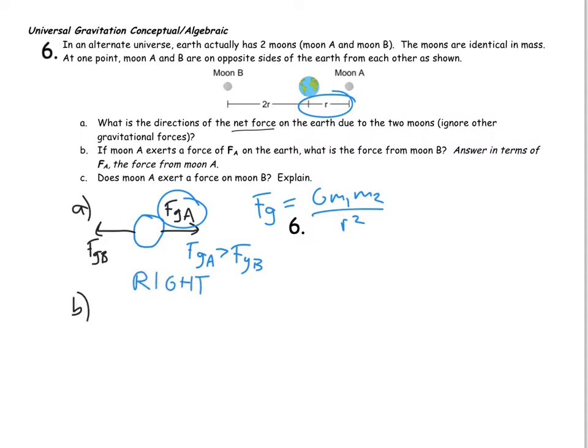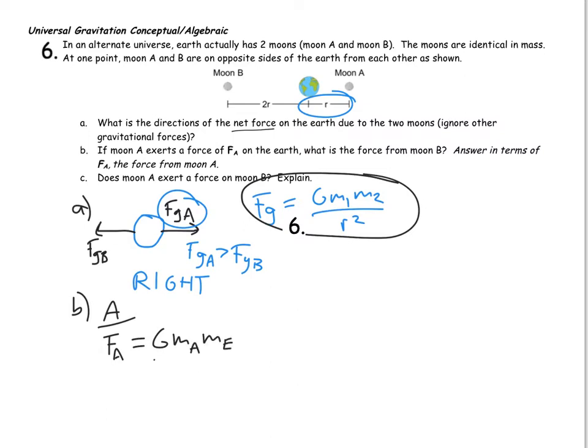For the second question, we're told that the force that moon A exerts on the Earth is Fa, and we want to know the force for moon B in terms of Fa, the force for moon A. So this is one where we're going to set up two different situations, one the force for moon A and one the force for moon B. In both cases, we're using this equation here. That's going to give us the force of gravity between the moon and the Earth. For A, that's going to be equal to G times the mass of A times the mass of the Earth all over this distance r squared.